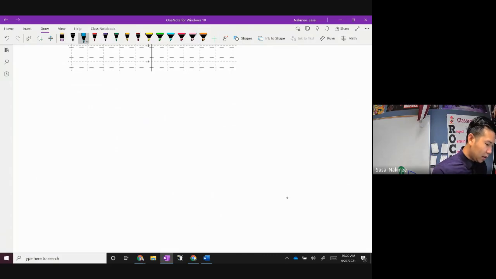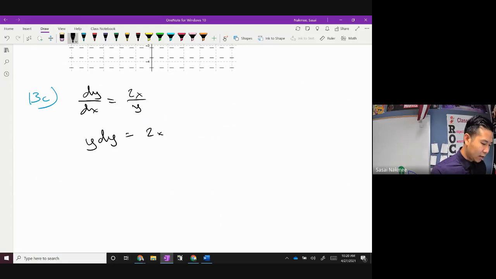So here, let's say 13 part C, right? It looks something like this here. Let's say I have dy/dx equals 2x over y, right? So again, to solve this out, I end up here with y dy equals 2x dx, where I integrate both sides, of course, right?